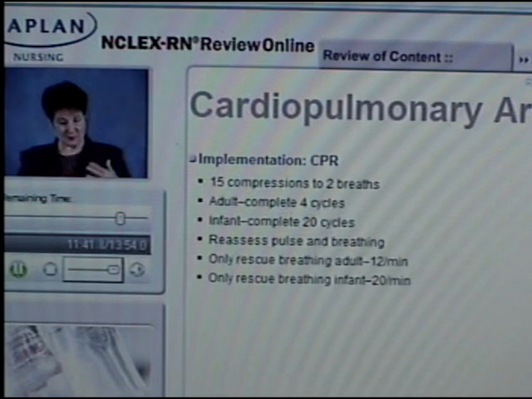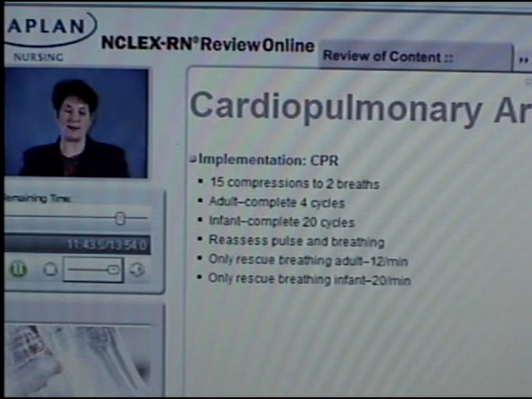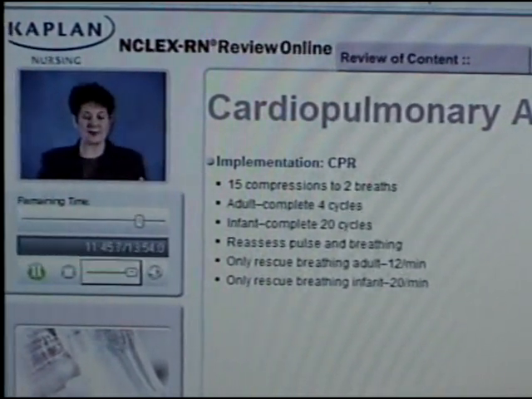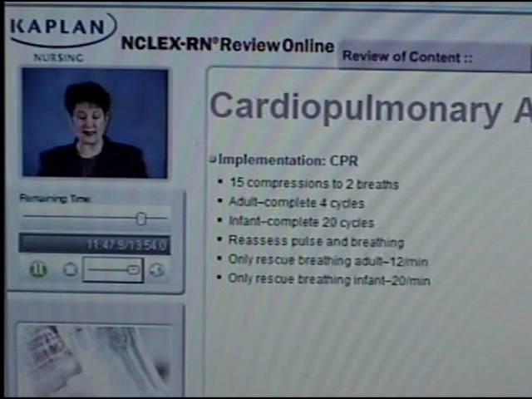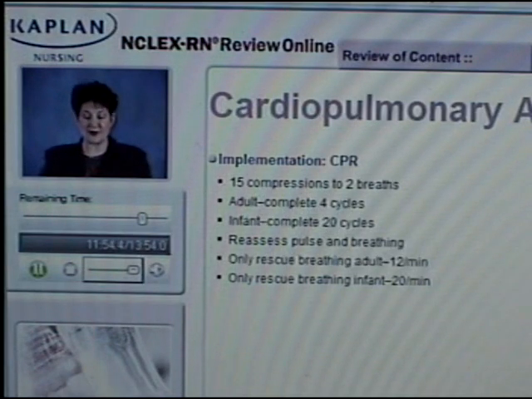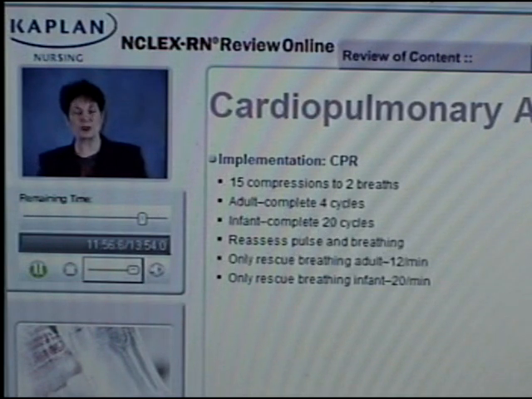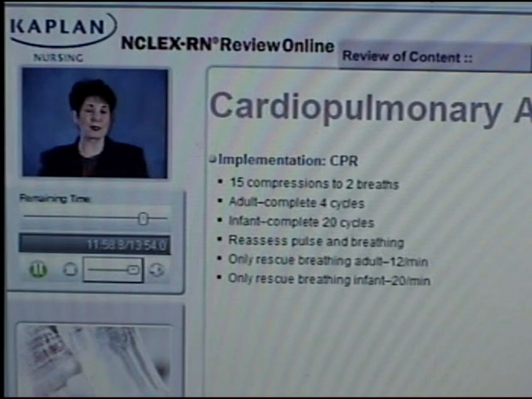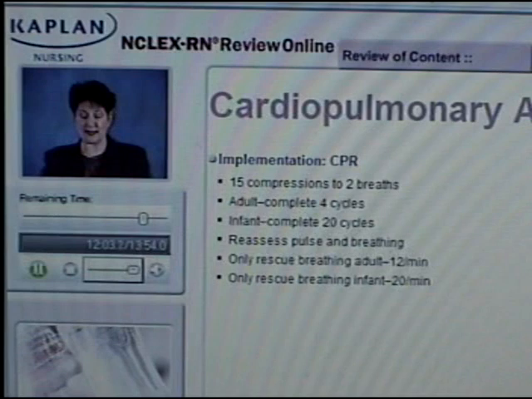So you've started chest compressions, and then you will start doing breaths and chest compressions. The way that it happens, whether you have 1 or 2 rescuers, for an adult you will do 15 compressions to 2 breaths, and you will do 4 cycles of that, and then you will reassess the pulse and the breathing. For an infant, again, you will do 15 compressions to 2 breaths. You will do 20 cycles of that and then reassess the pulse and breathing.